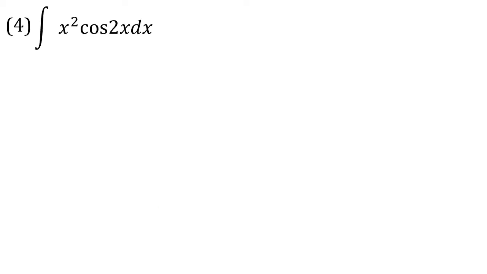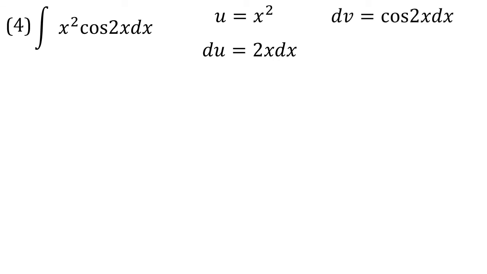Okay, for number 4, we have the integral of x squared cosine 2x dx. So we have an algebraic function here and a trigonometric function here. Based on our LIATE, A before T, so we will consider x squared as our u. So u is equal to x squared, du is equal to 2x dx, and our dv is equal to cosine 2x dx, so our v is equal to 1/2 sine 2x. If you wonder why it became 1/2 sine 2x, you apply the principle of integrating trigonometric functions. Okay?